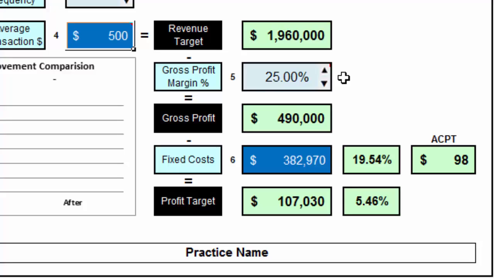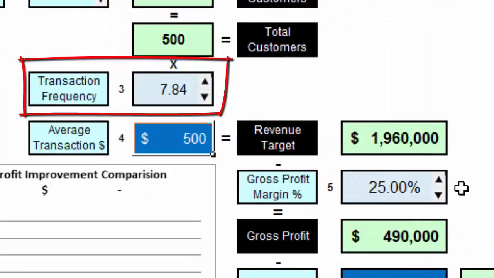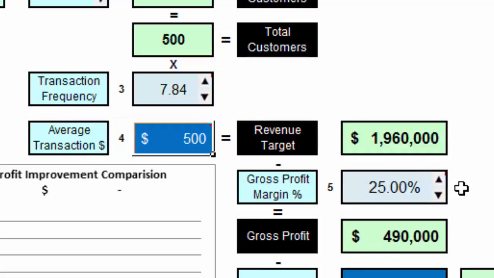The model determines the transaction frequency number by taking the revenue number and dividing it by the number of customers, and then dividing that by the average transaction value.